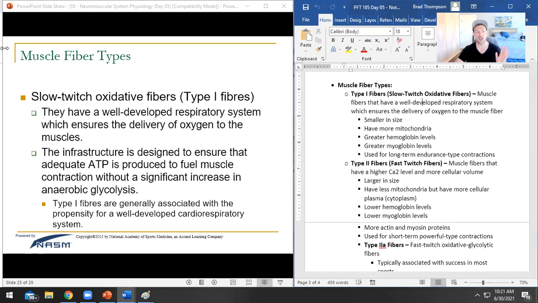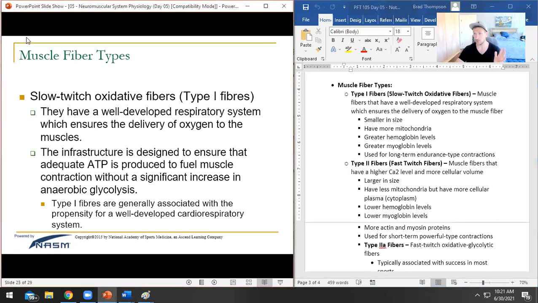And by the way, all of your muscles have the same components in them. It's just the distribution of what those components look like that might be a little bit different: if you have more or less mitochondria, or maybe more or fewer blood vessels running through the muscle. So there's a slight difference between the muscle fiber types, and we're going to divide them into two major categories. You're going to have type 1 fibers and type 2 fibers, okay?